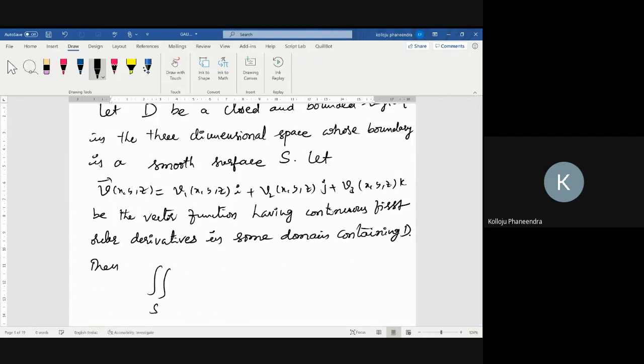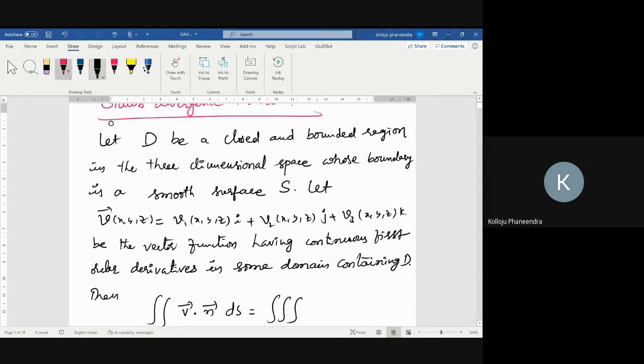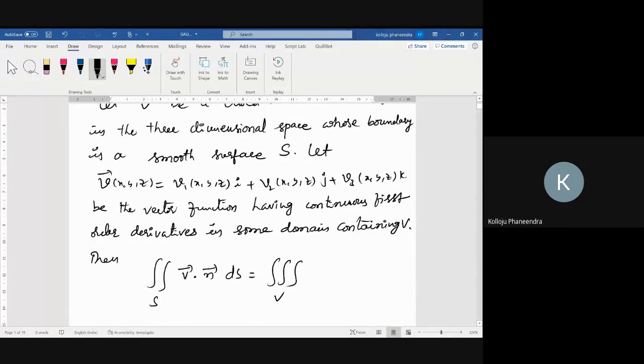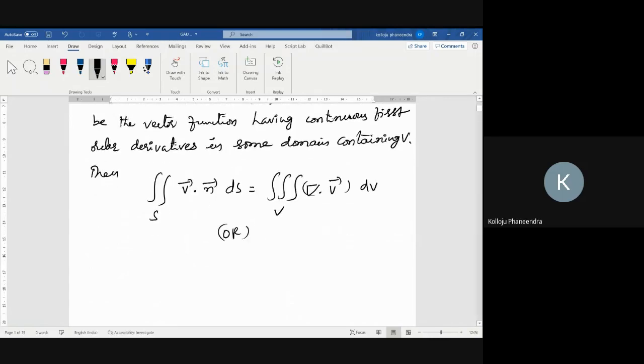Double integral over S of v bar dot n bar ds equals triple integral over V. Let me change everything, first this one, let me take V, and here also V, just for simplification. Triple integral over V of del dot v bar dv. Del dot v bar means divergence, and del dot v bar is known as divergence.